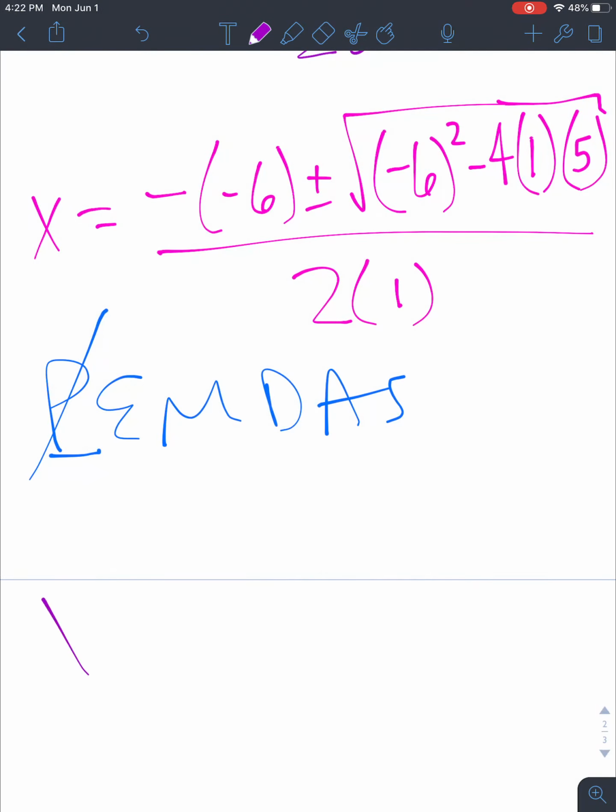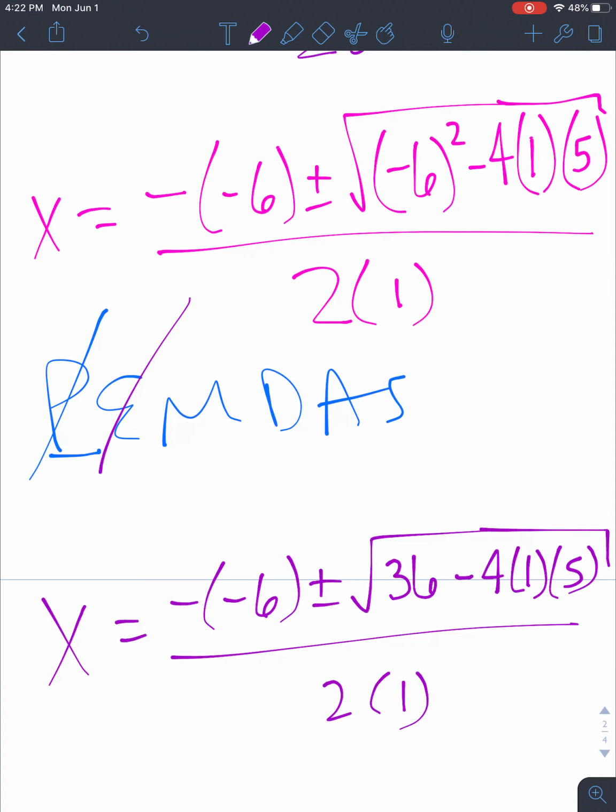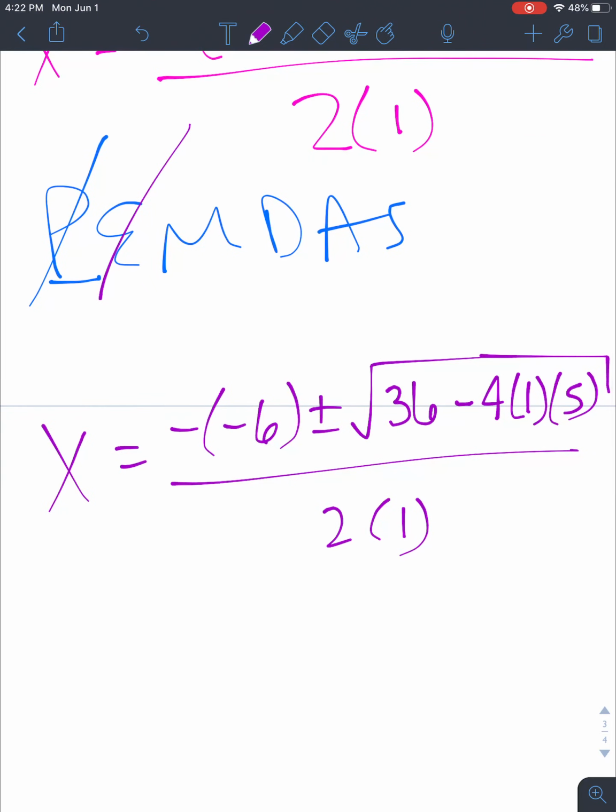So we're left with -6 plus minus the square root. Instead of -6 squared, -6 times -6 is +36. Minus 4 times 1 times 5, all over 2 times 1. All right, so we dealt with our exponents. Now we can do that multiplication division stuff.